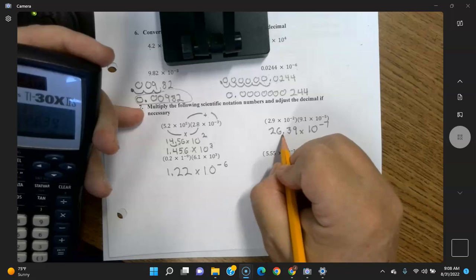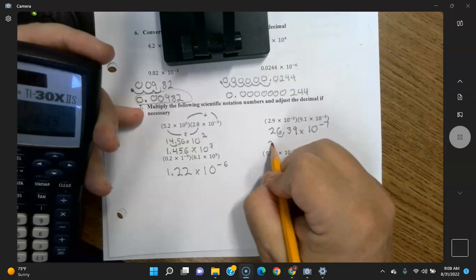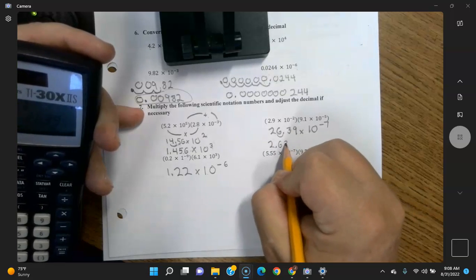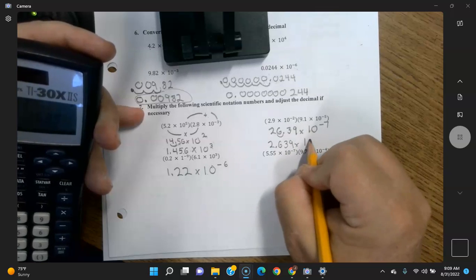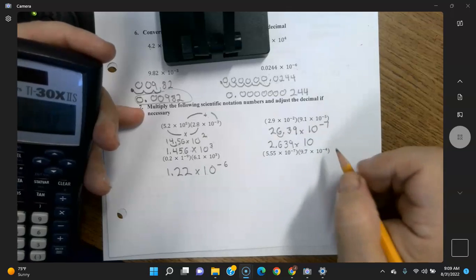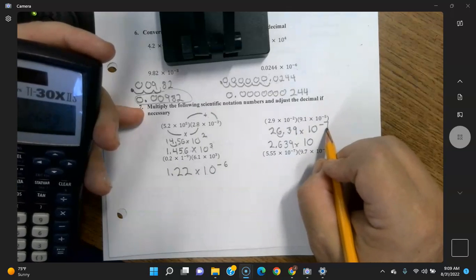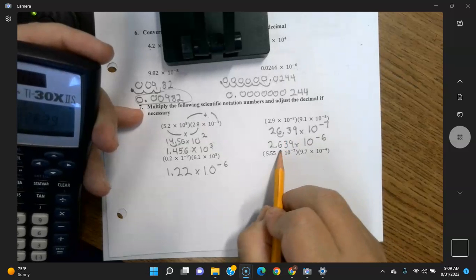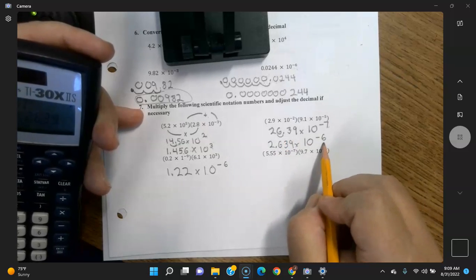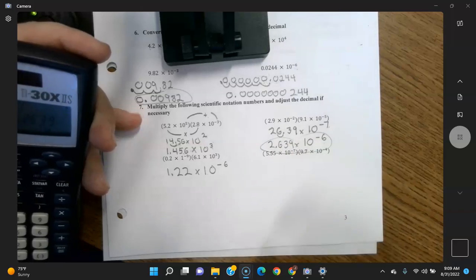Okay, now we're going to make this number smaller to get it to be a number between 1 and 9.99. So that means we have to make this number bigger. When you make a negative number bigger, which way do you go? You go in the positive direction. So it goes from -7 to -6. So this number became smaller by 1, and this number became bigger by 1. Right? You do the last one on your own.